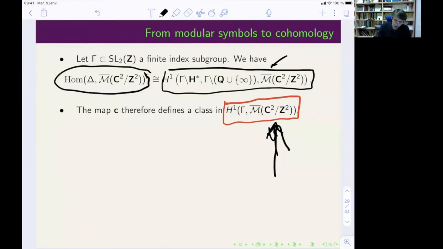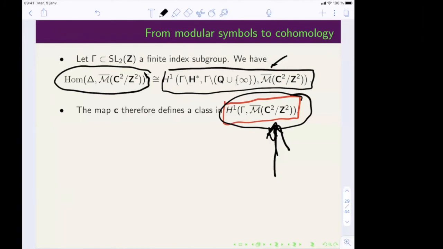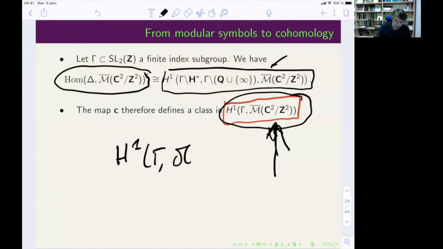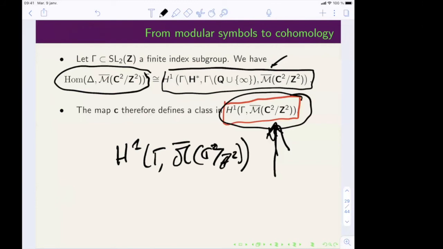Do you agree there is an action on this thing? I don't see which thing. On the H1 of gamma of this. So in fact, it's basically cohomology of the corresponding modular curve, the compactified modular curve, with values in this thing. So, in fact, this action extends to the boundary. That's why you can also build an action here. I see it. Okay, thanks.